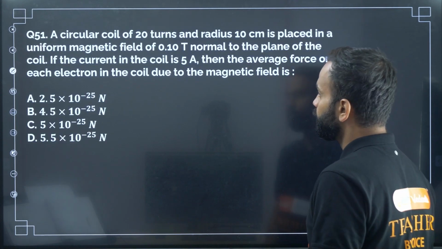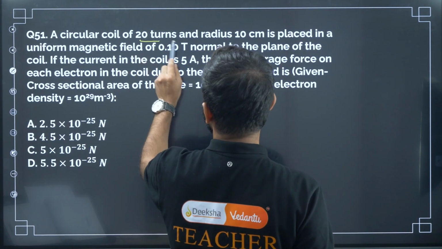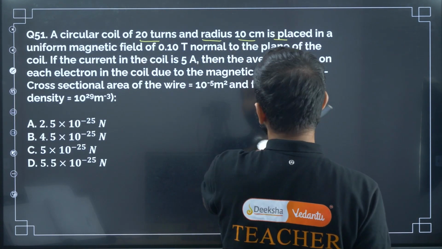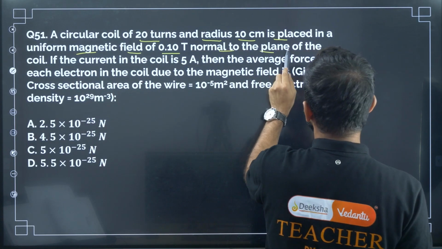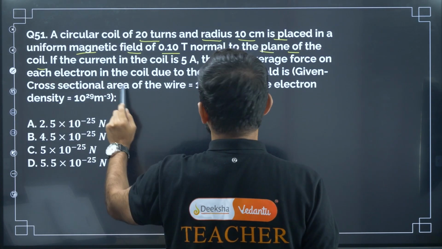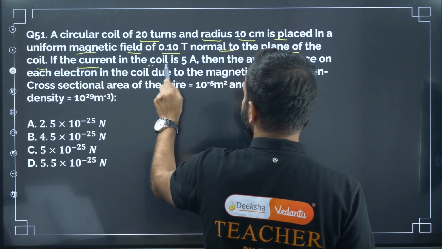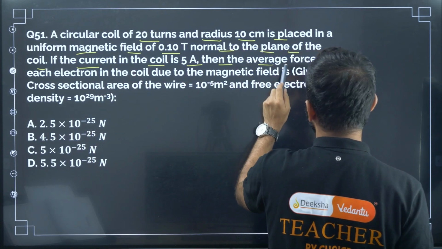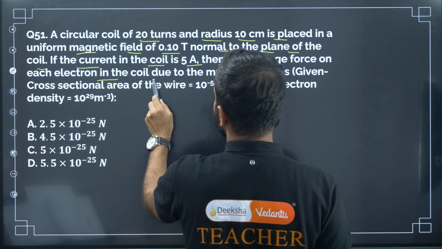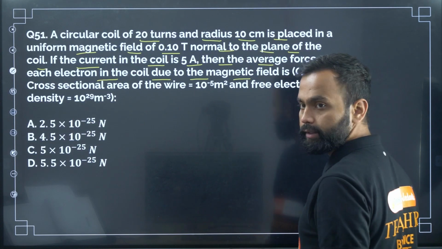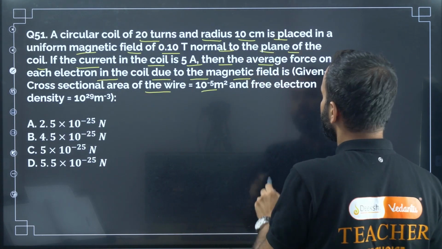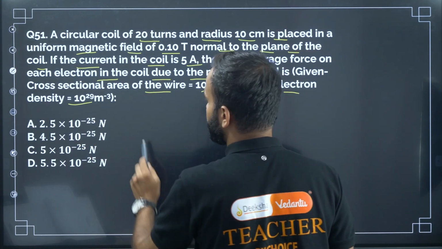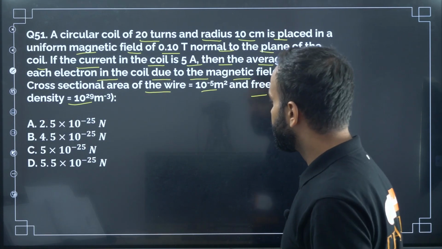Next one, question number 51. A circular coil of 20 turns and radius 10 cm is placed in a uniform magnetic field of 0.1 Tesla, normal to the plane of the circular coil. If the current in the coil is 5 ampere, then the average force on the electron in the coil due to the magnetic field is given. Cross-sectional area of the wire is 10 to the power minus 5 meter square and free electron density is 10 to the power 29 per meter cube.